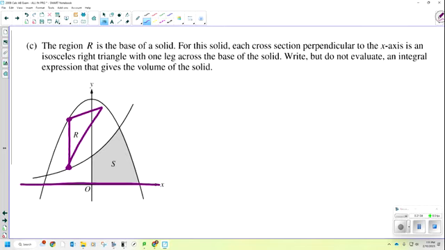So if this is an isosceles triangle, my legs are the same. This might be my hypotenuse. This is a leg. And let's not forget, this, my friends, is 3 minus x squared. And this, and yes, I'm going to call you friends, is 2 to the x. So what they're asking us to do is write, but don't evaluate, an integral expression that gives you the volume of a solid.